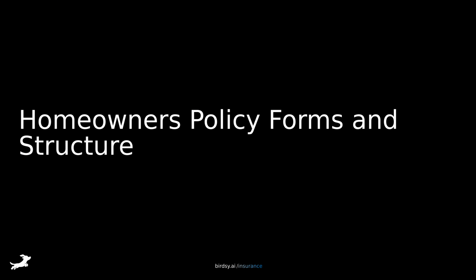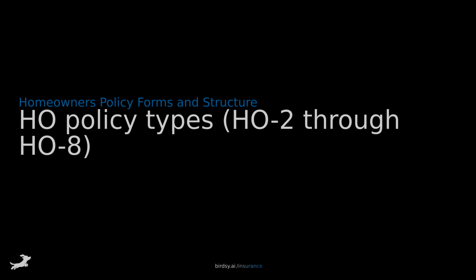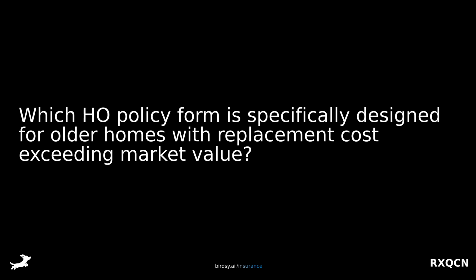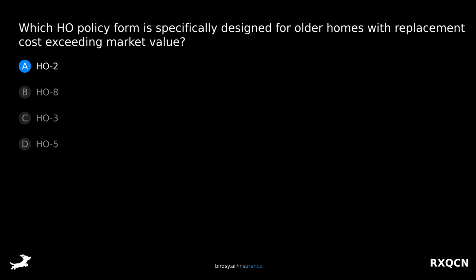Homeowner policy forms and structure. Homeowner policy types HO2 through HO8. Which homeowner policy form is specifically designed for older homes with replacement cost exceeding market value? Is it A, HO2, B, HO8, C, HO3, or D, HO5?